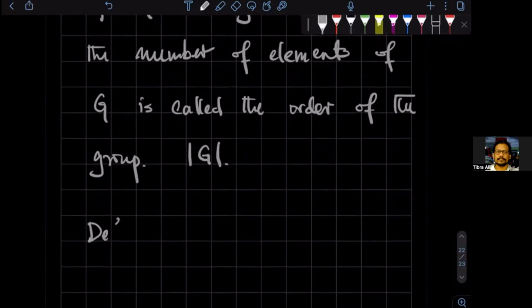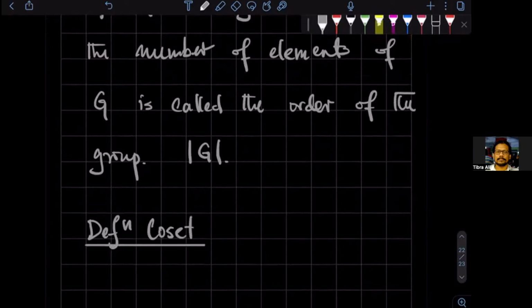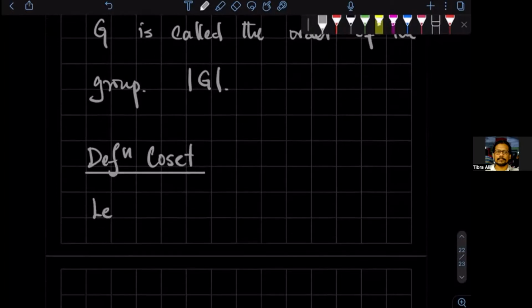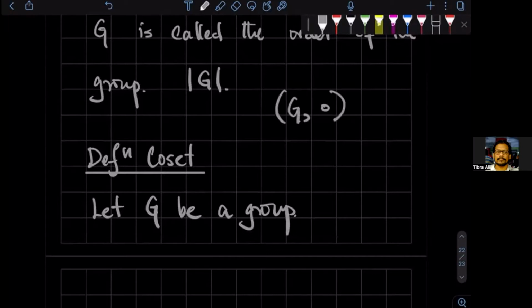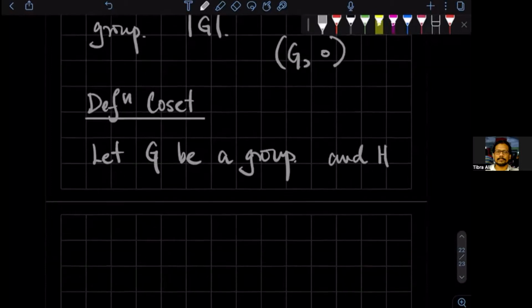The next definition is more interesting. We are going to define a coset. So what is a coset? Let G be a group. See that we are no longer writing G comma this, so the multiplication is implied. G is a set, but we are implying that there's a multiplication. So let G be a group and H be a subgroup. We're not saying anything about whether it's a proper or improper subgroup.